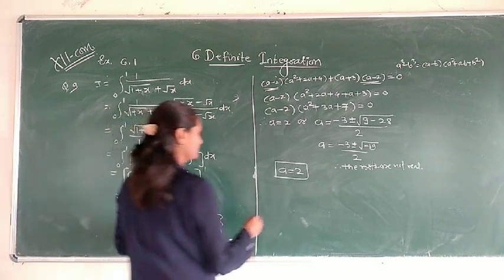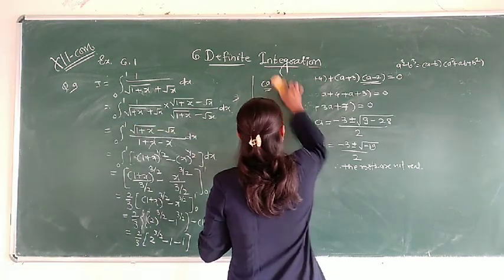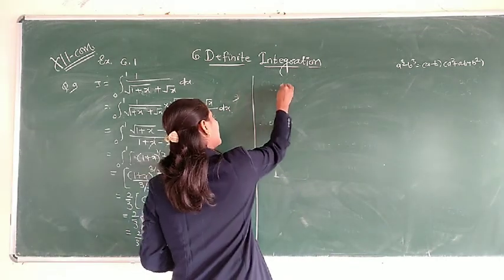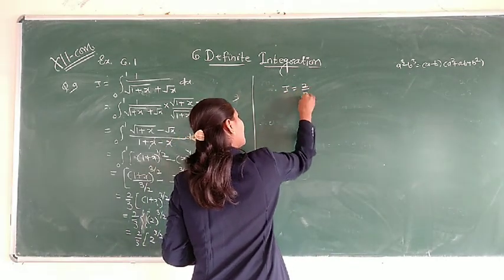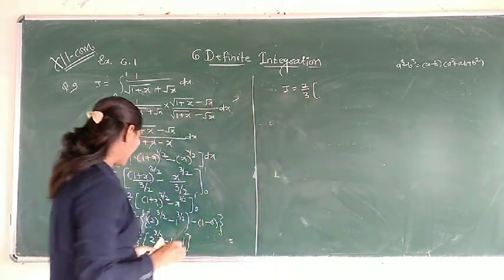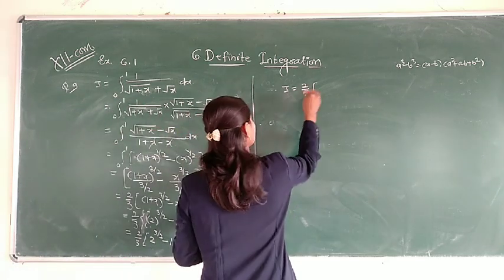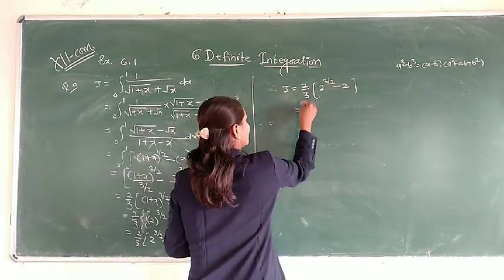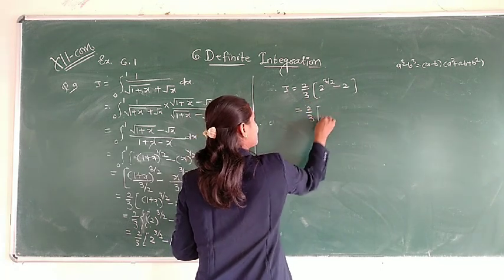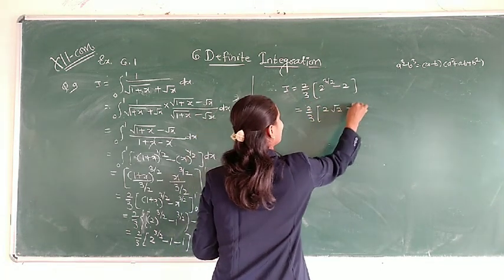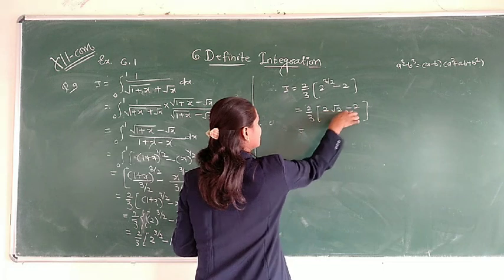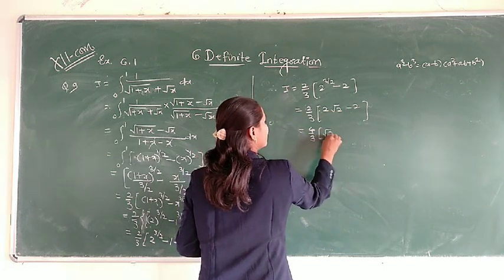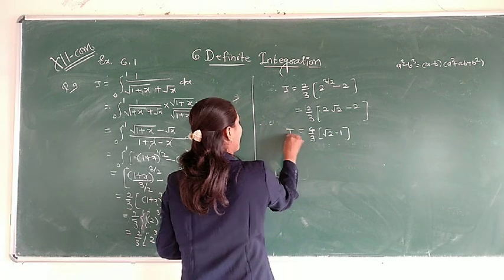Therefore, R is equal to 2 by 3 in bracket 2 raised to 3 by 2 minus 2. So this can be simplified. 2 raised to 3 by 2 can be written as 2 root 2 minus 2. Again from this we take 2 common, so 2 into 2 it is 4 by 3 in bracket root 2 minus 1. R is equal to.